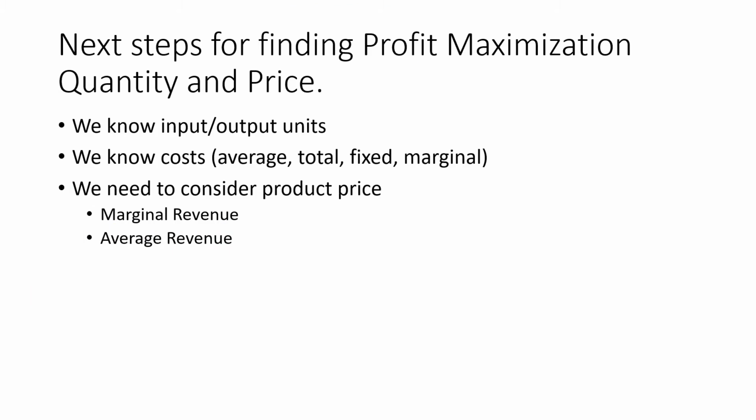Okay, so we've learned a little bit about cost, so we're one step closer to figuring out the profit maximization point for a company, to help us determine at what quantity they should be producing and what price they should be charging in order to maximize their profits. A couple other things that we still need to look at to figure this out are the terms marginal revenue and average revenue.